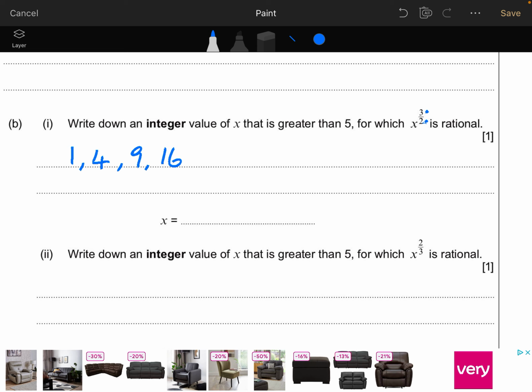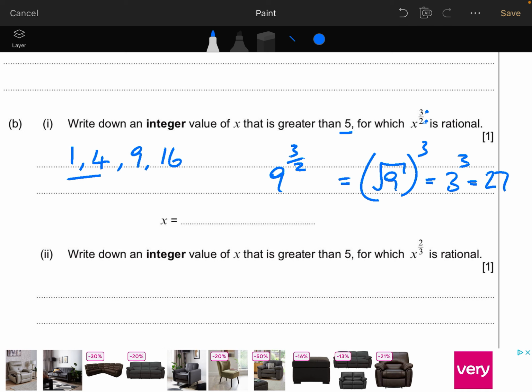But the fact that I'm square rooting means that I've got to have a square number to get rid of the square root, because the square root of most numbers is not a rational number. You'd be lucky. The square root of 9, fine. So square numbers will help, but it needs to be bigger than 5, so 1 and 4 are out. If I take 9 to the 3 over 2, that's the same as root 9 cubed. Root 9 is 3, and cubing it gives me 27. So that is an integer value.